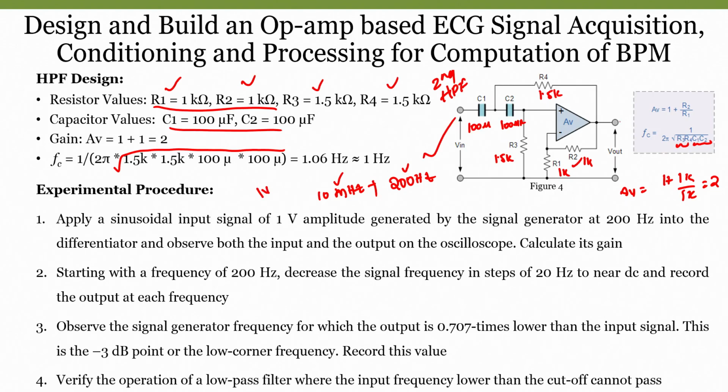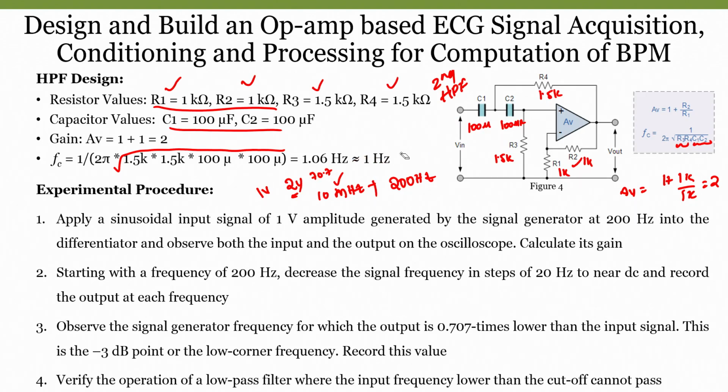Since the gain is 2, we will get an output of 2 volts, and we observe until the output is 70.7% of the maximum. Since the output is 2 volts, that means 1.414. As long as the output is lower than 1.414, the signal is attenuated, that is below the 3 dB line. When it is higher than 1.414, the signal is being passed, that is greater than our 3 dB line. The point where it is almost equal to 1.414 volts is our cutoff frequency of the high pass filter.